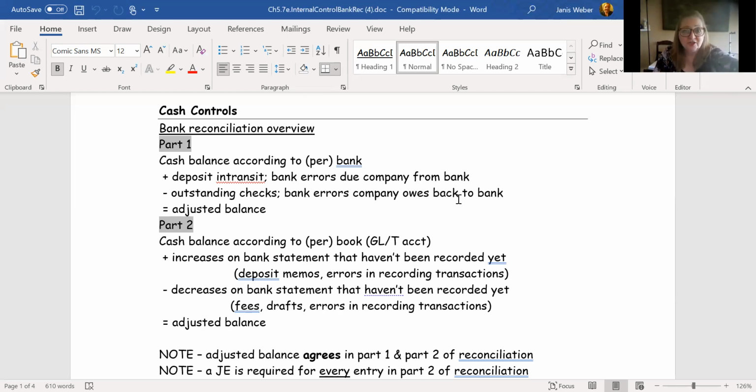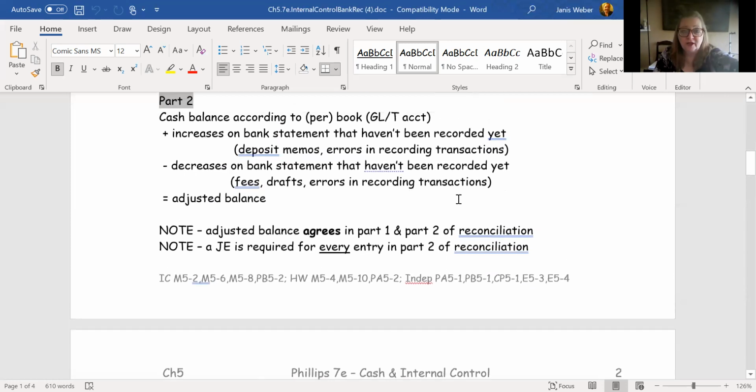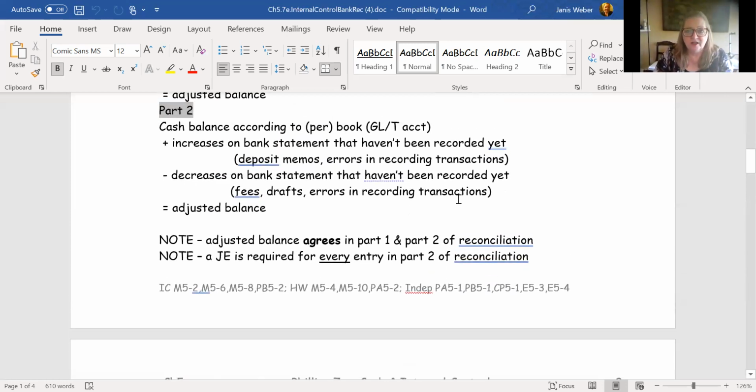Now, once you get that adjusted balance, you go to the other side of the bank reconciliation, which is the book side. You look at what your T account or your general ledger shows as your ending balance for that period of time for cash, and you add back and subtract things that the bank knew about that your books have not recorded yet.